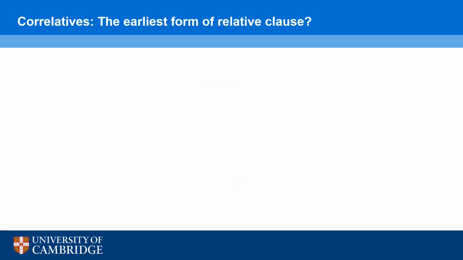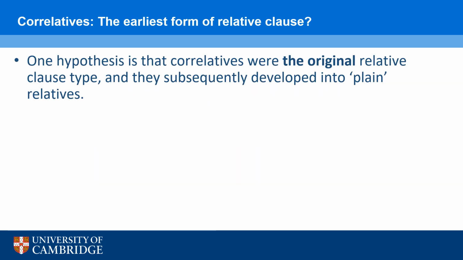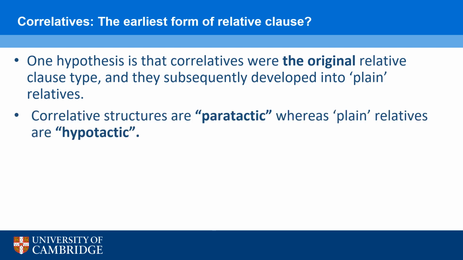Some scholars have suggested that correlatives are actually the original strategy for relativization and subsequently developed into plain relatives by reanalysis of ambiguous structures like the one we saw in Sanskrit. Much of the justification for this hypothesis comes from the notion that correlative structures are paratactic, whereas plain relatives are hypotactic structures.